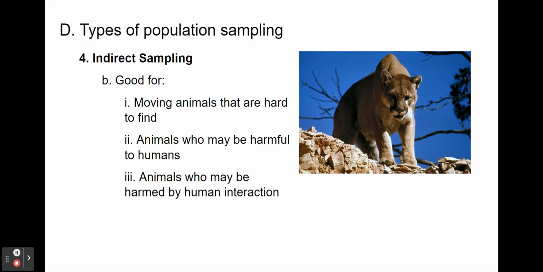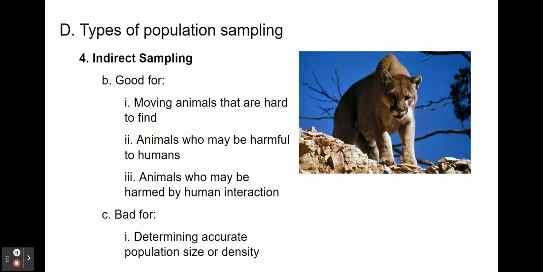mark and recapture. It's bad for determining accurate population size or population density. It's really only good for an estimation. So those are our 4 sampling types. Our final section is how to sample well. How do we do this reliably and well?